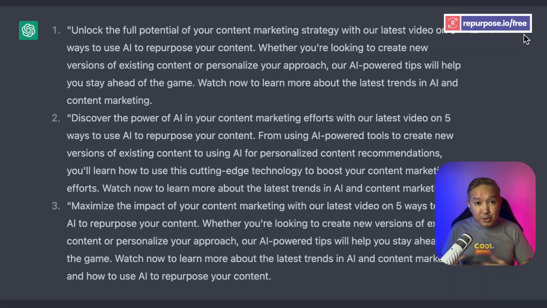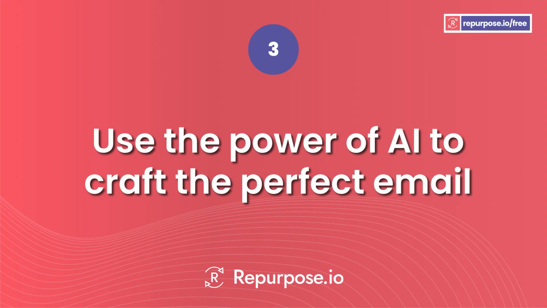There you have it. So just go ahead and read it and see which one works. Maybe mix it up a little bit and put it in your YouTube description. Hey, guess what? You can take this video description inside repurpose.io with the related video that you're going to use. Now, isn't that awesome? Number 3, use the power of AI to craft the perfect email.